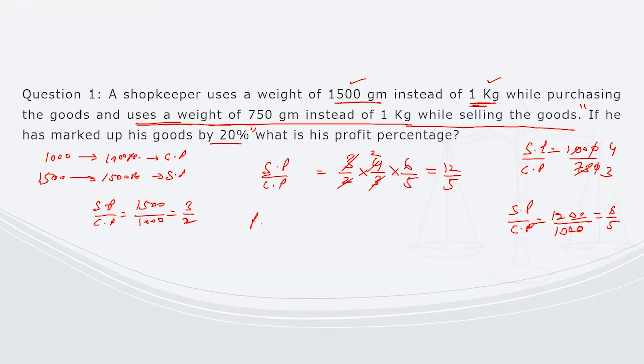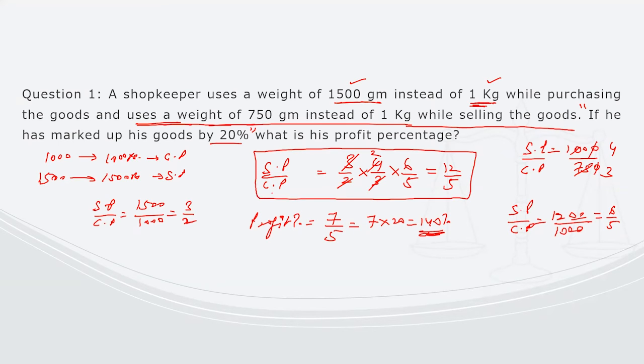Now, what will be his profit percentage? Profit percentage will correspond to a fraction of 7/5, isn't it? And 1/5 is what? 20%. So 7/5 will be what? 7 into 20, 140% is your profit percentage in this transaction, right? If you are able to get that ability to draw these fractions very, very quickly, then you will be able to solve these questions within the stipulated time of 1.5 minutes, right?